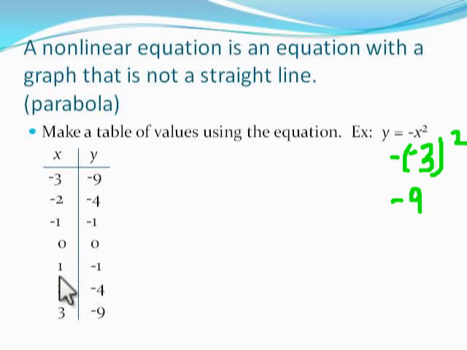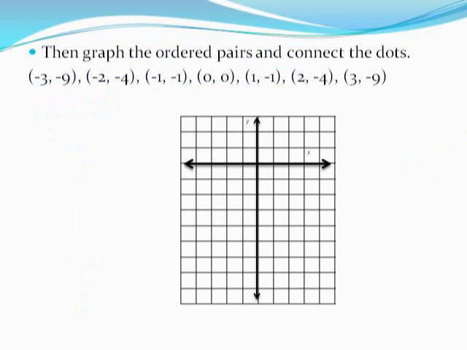When you put in a 1, 1 squared is 1. Opposite of 1 is -1. For 2, you get a -4, and for 3, you get a -9. So once you have your values, you now have your ordered pairs. -3, -9, -2, -4, -1, -1, 0, 0, 1, -1, 2, -4, and 3, -9. I have them listed on the next page. So these are the ordered pairs that we just created from the last page's values chart.